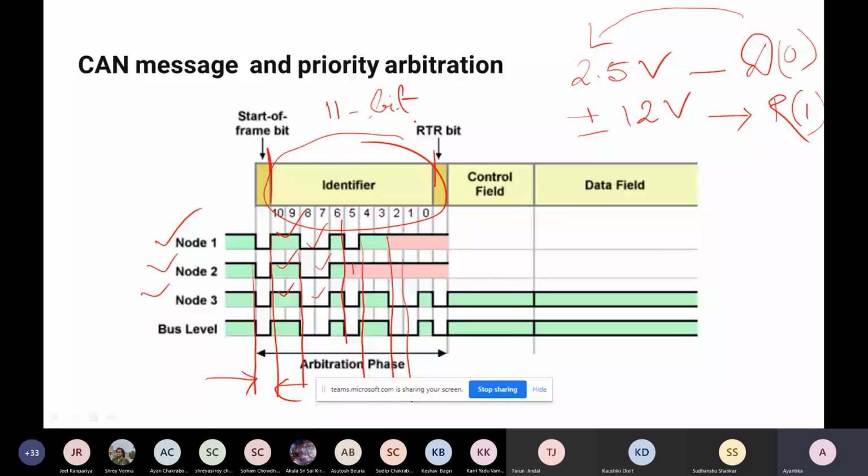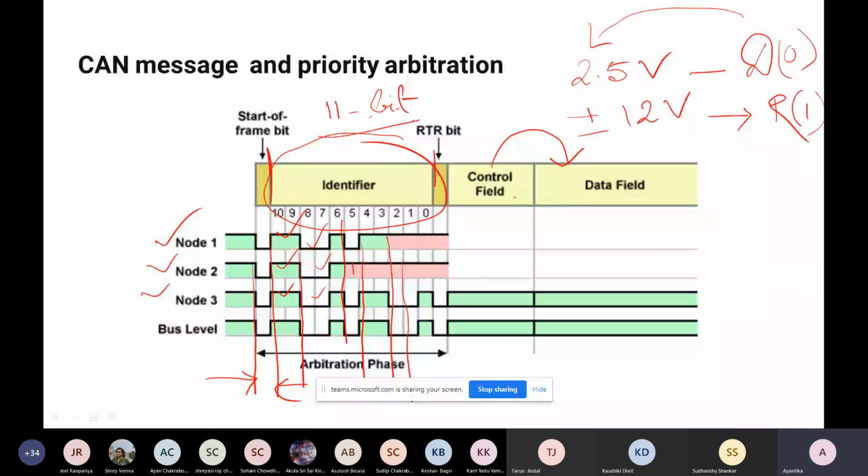Now then, this is the RTR bit that, if you remember, we have already discussed. This is the remote transmission request. This is a control field. The control field tells how many actual data bytes are getting transferred, and based on that, the data field will contain that amount of data bytes. So this is the basic idea of why this is identified.